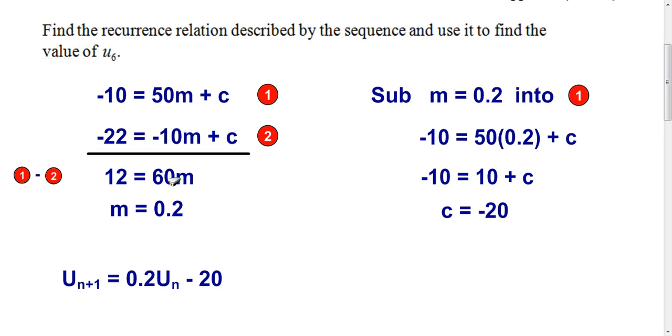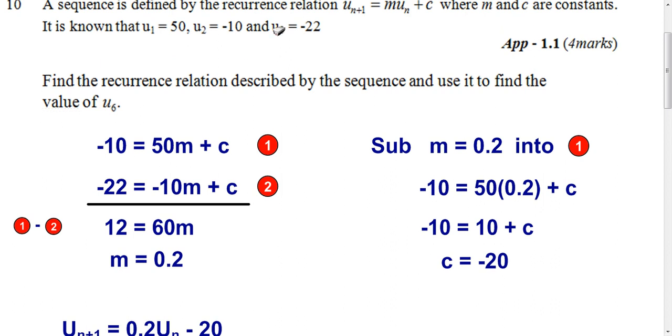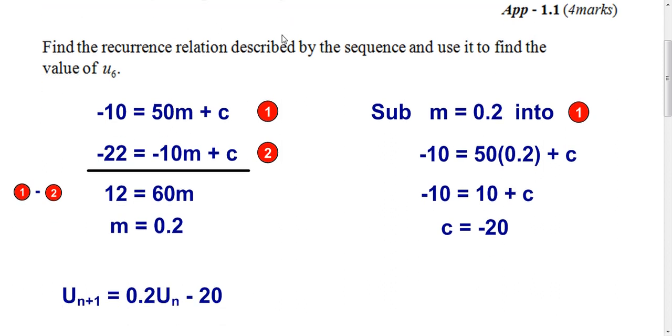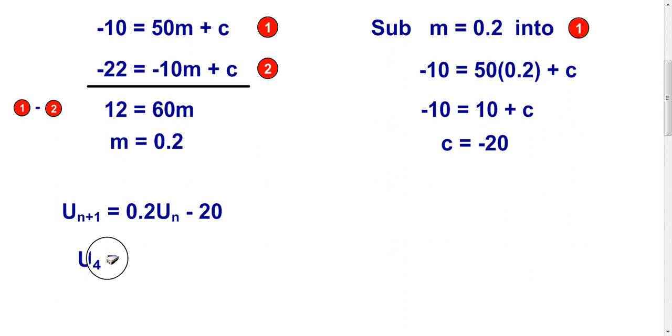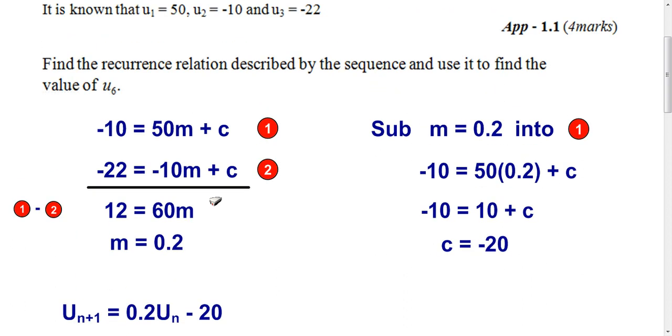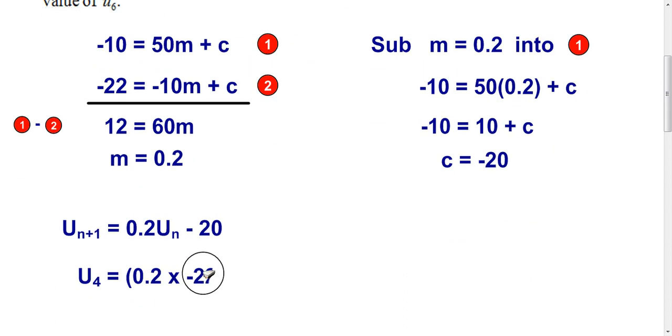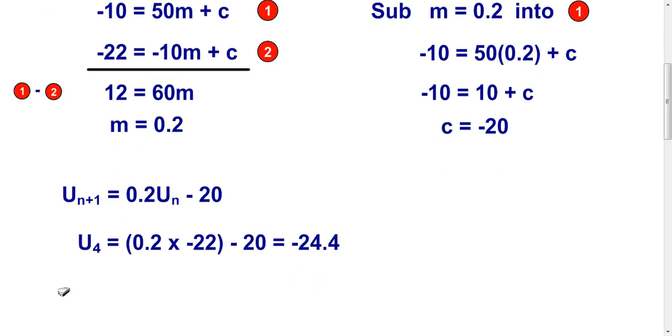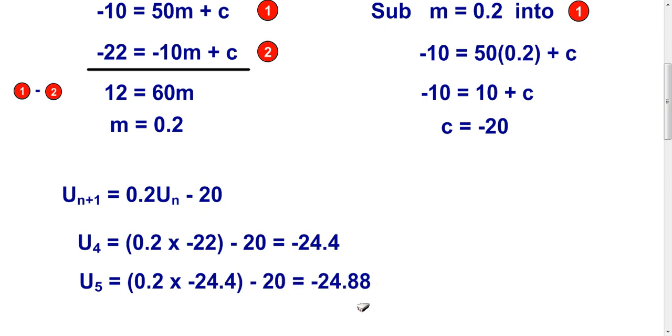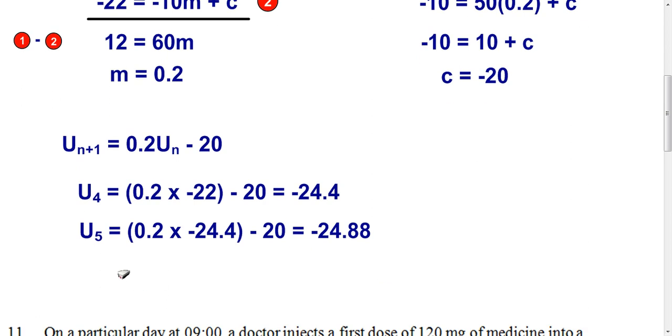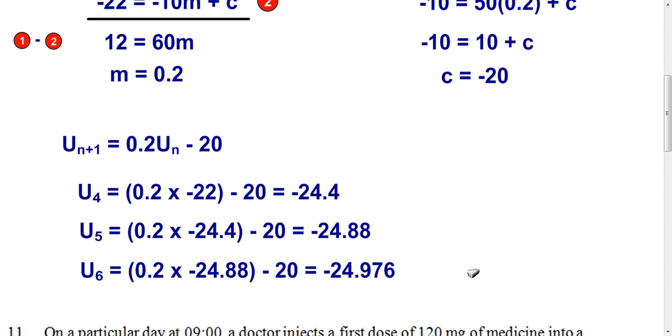And the last task was to find out the value of u of 6. Now I already know u of 3, so I'm going to kick in and just work out u of 4. So u of 4 is equal to 0.2 times whatever u of 3 was, negative 22, and then I take away 20, and that comes to this. I'm going to fire that back round, so u of 5 equals 0.2 times that answer, take away 20, negative 24.88, fire it round once more, u of 6 equals 0.2 times that new answer, take away 20 gives you this.